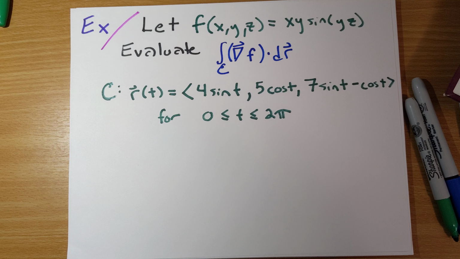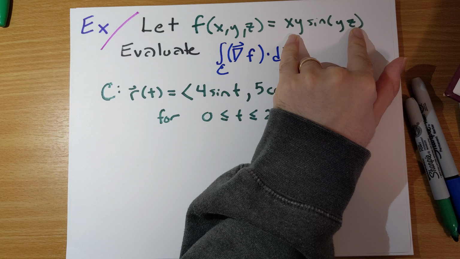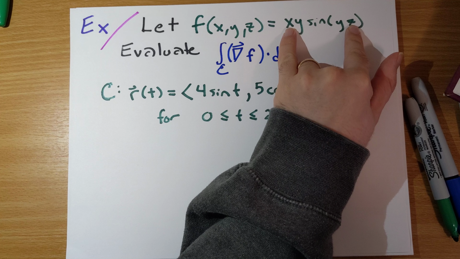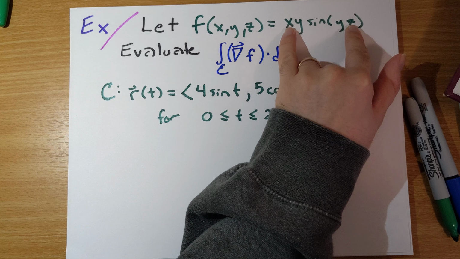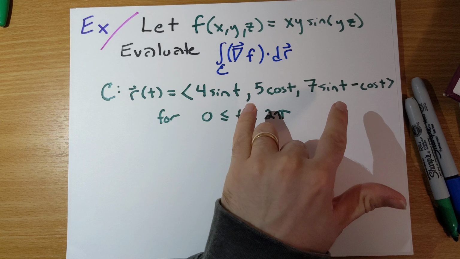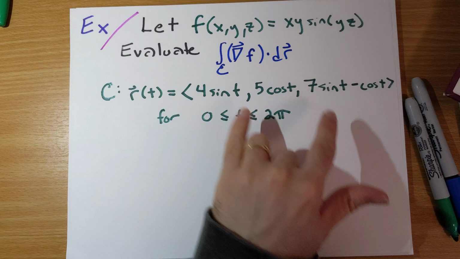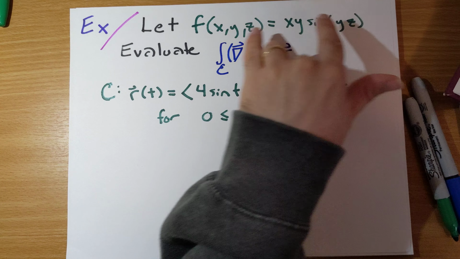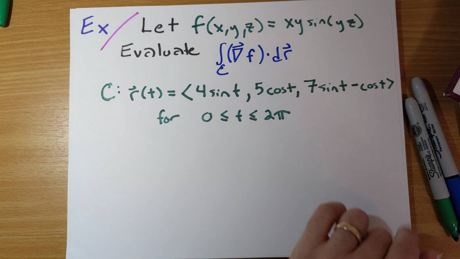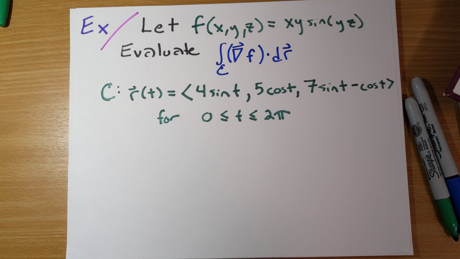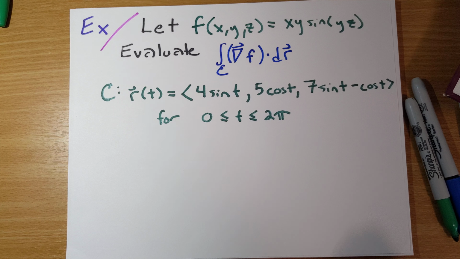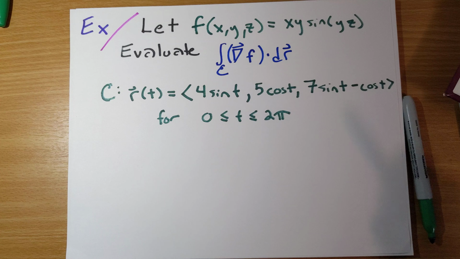Because if we didn't have this loop property, what would we be doing? Well, first we'd have to take the gradient of f, which would take some work. We've got our r of t, and we need to find r prime of t. We'd have to substitute r of t into the gradient of f, then do a dot product with the derivative of r of t. Then we'd have to integrate. That would be a lot of work. However, the loop property is going to make our lives easier.